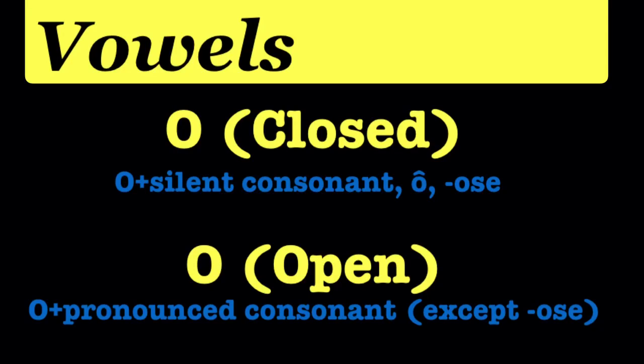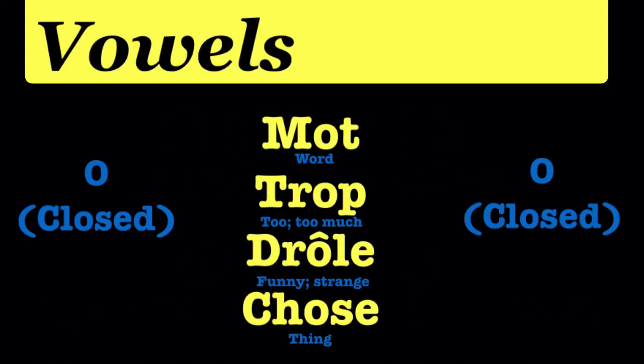So let's take a closer look at the closed O. So again, the closed O is pronounced O, and we said there are three cases when the O is closed. So the first two examples here show us O followed by a silent consonant. Mo, trop. The third example shows us O with the accent circumflex. Drôle. And the fourth example is our combination O-S-E, which is pronounced O's, as in chose.